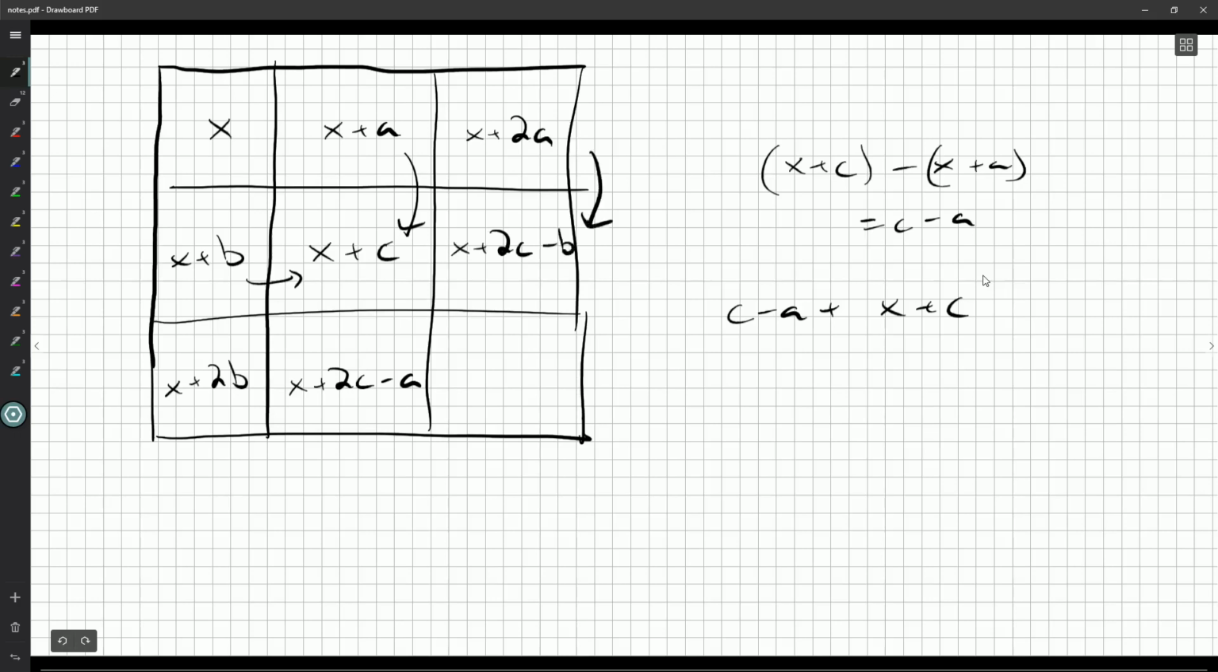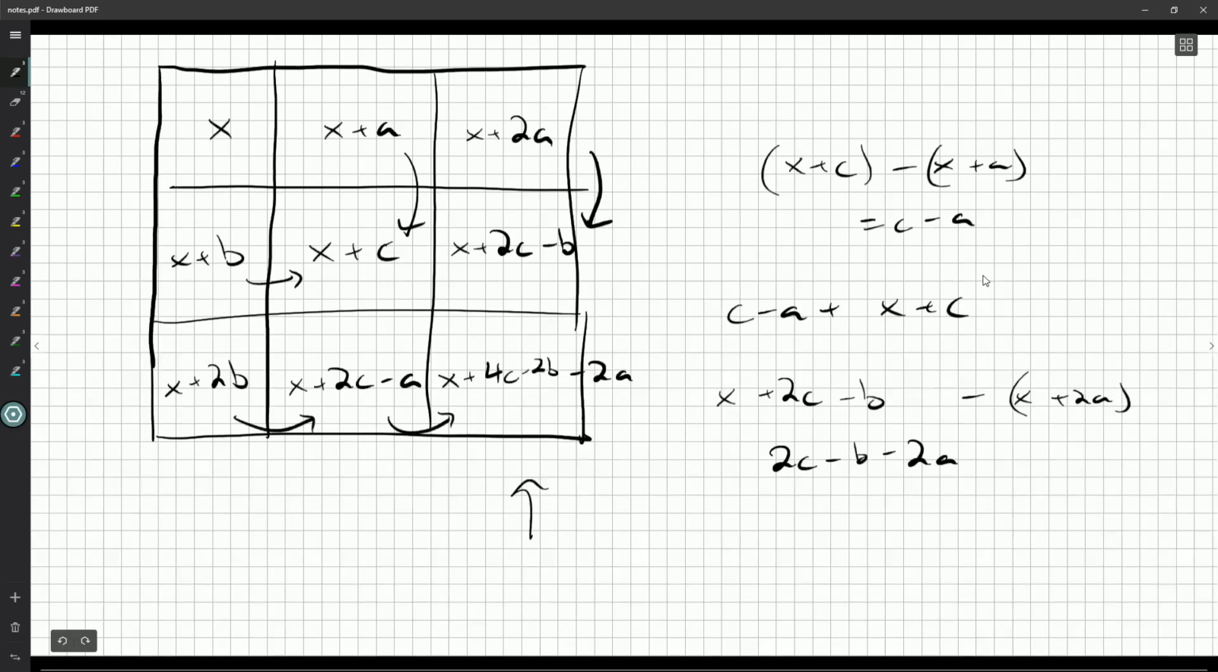And that does give me enough information to try and work out that. So x plus 2c minus b minus x plus 2a. Common difference in the last column will be 2c minus b minus 2a. So I'll have to add that on again. We'll get x plus 4c minus 2b minus 2a. Does that work here? It should. It's the same sort of reasoning. Yeah. Because the common difference here will be 2c minus a minus 2b. And I add that on again, we'll be fine.